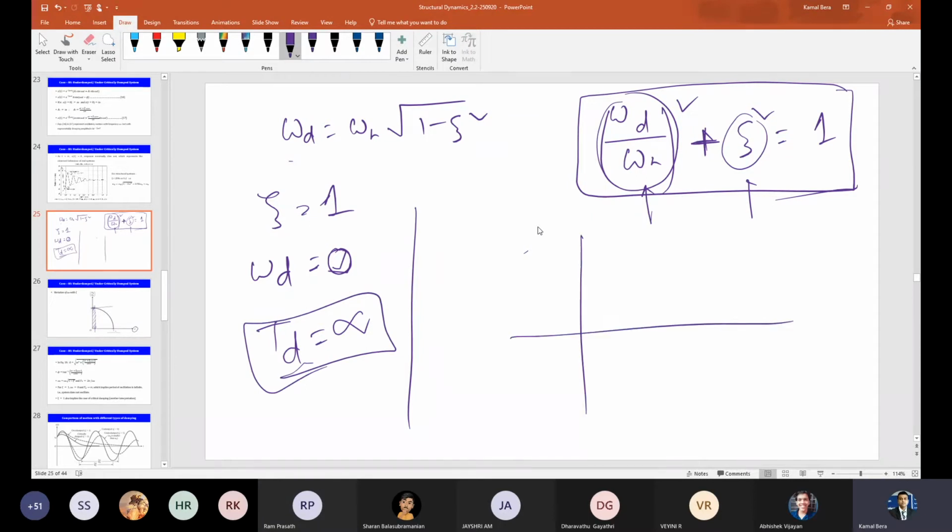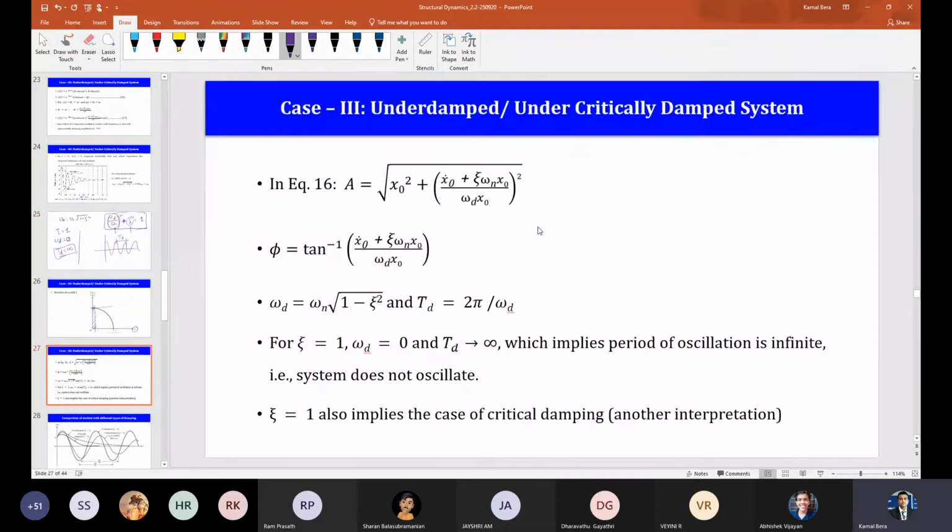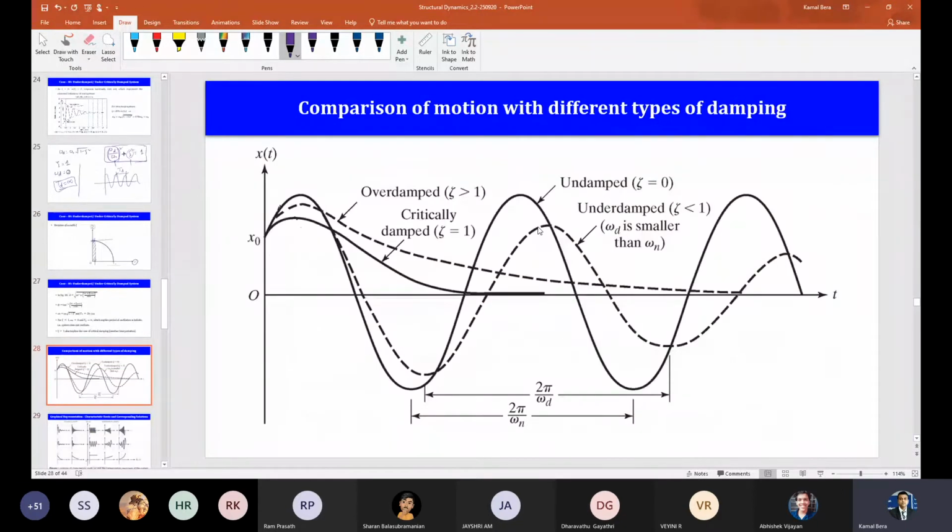Let's say this is an oscillatory motion. This cycle is the time period, T_d. If T_d is infinite, that means it is non-oscillatory. So that is another way of interpreting critical damping: a non-oscillatory motion. Fine. As you can see, this figure is here.